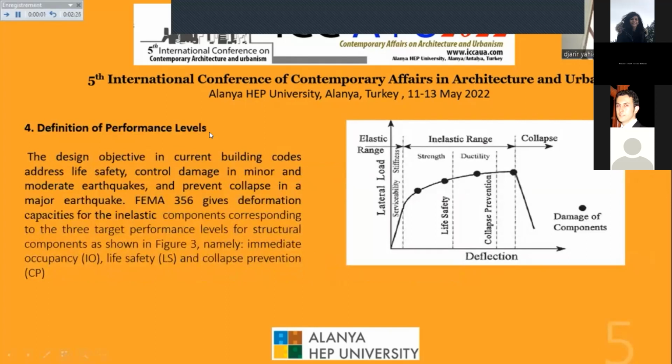4. Definition of performance levels. The design objective in current building codes address life safety, control damage in minor and moderate earthquakes, and prevent collapse in a major earthquake. FEMA 356 gives deformation capacities for the inelastic components corresponding to the 3 target performance levels for structural components as shown in Figure 3, namely immediate occupancy (IO), life safety (LS), and collapse prevention (CP).